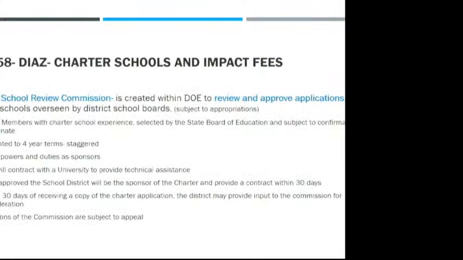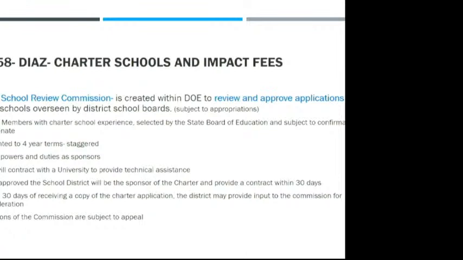The next bill is Senate Bill 758, and there's a lot in here about charter schools and impact fees. One of the main components of it is they are establishing a charter school review commission responsible for reviewing and approving applications of charter schools that will then be sponsored by the local district. And this is a 7-member board appointed to 4-year terms, as you can see. A university will do initial training for these folks. That training will need to be developed, and there's a slide about that in just a second.